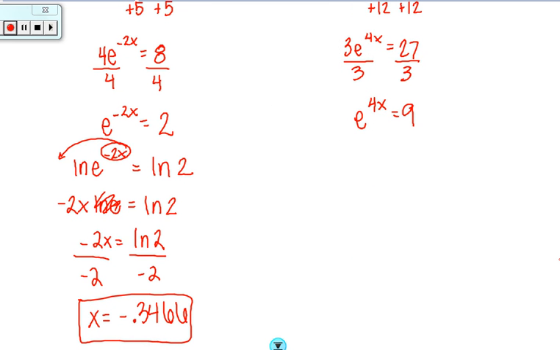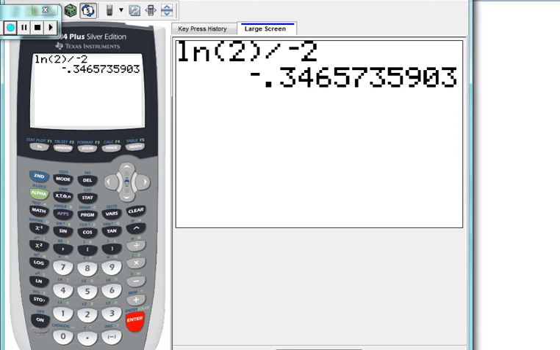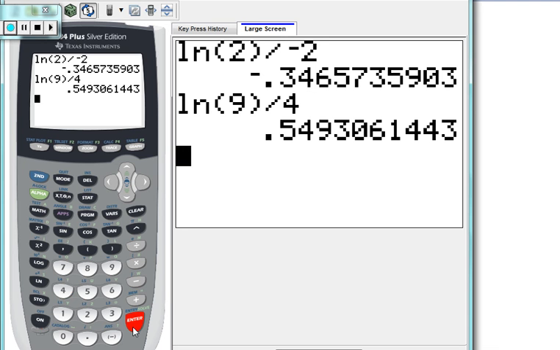Well, how do I get x out of the exponent part? To do that, I need to take the natural log of each side. So the natural log of e to the 4x equals the natural log of 9. And what do you know about the natural log of e? It's going to drop out of your problem. So 4x equals the natural log of 9. If I divide by 4, I can go to my calculator, type in the natural log of 9, and divide it by 4. I get 0.5493.